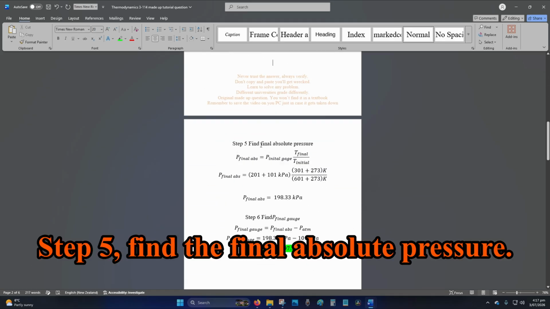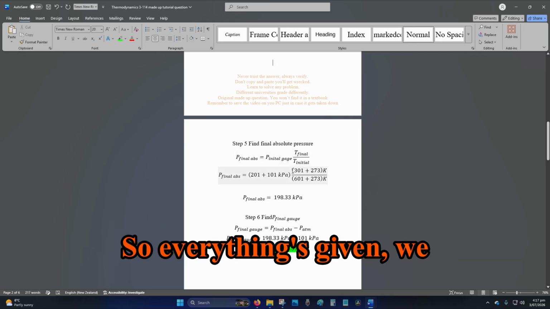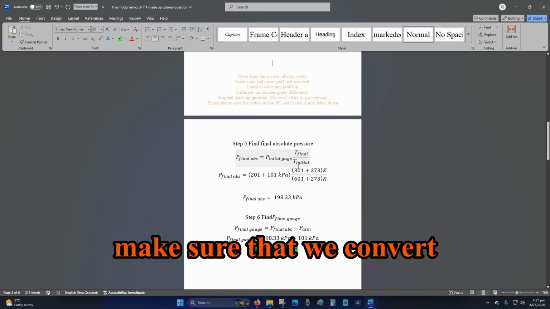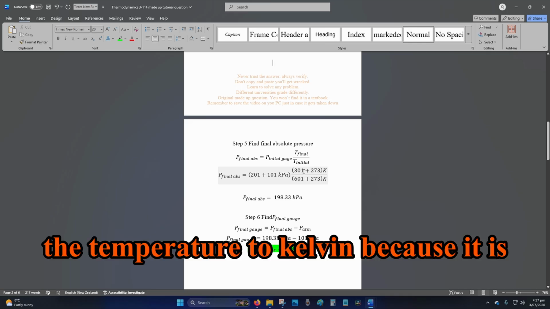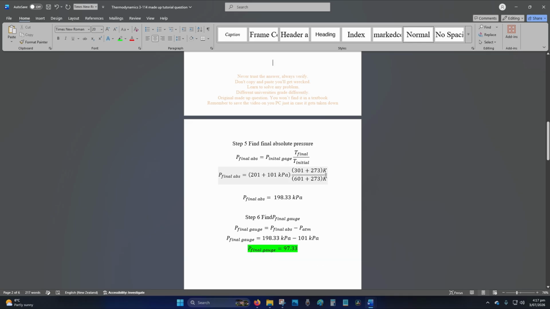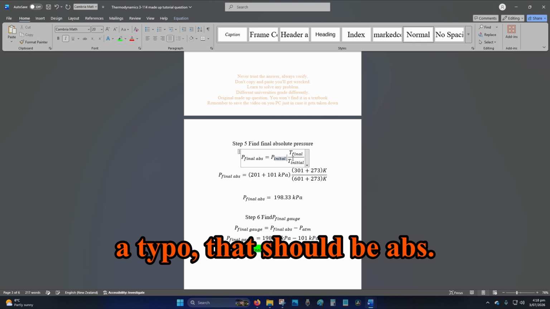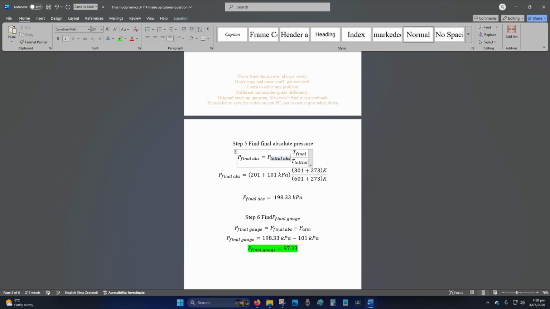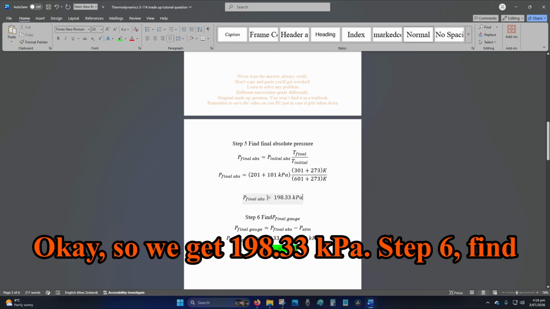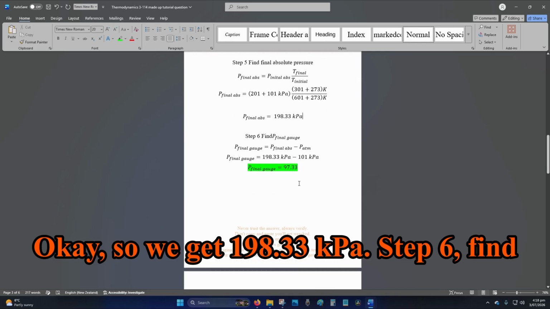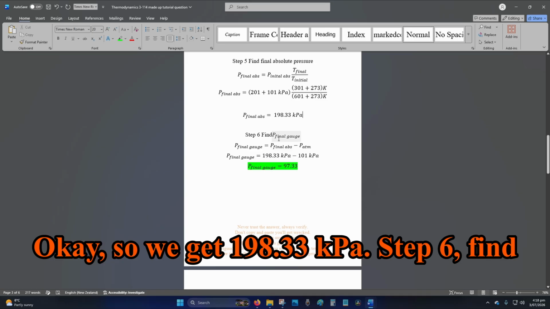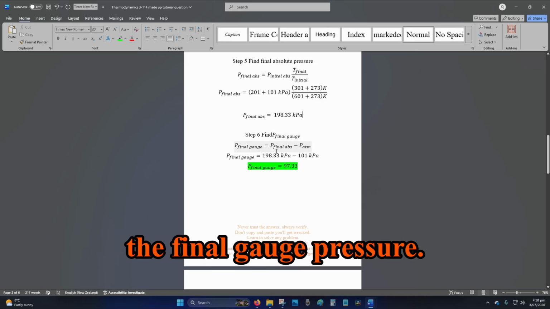Step 5, find the final absolute pressure. So everything's given. We make sure that we convert the temperature to Kelvin because it is absolute. Once again, that's a typo. That should be ABS. Okay, so we get 198.33 kPa.